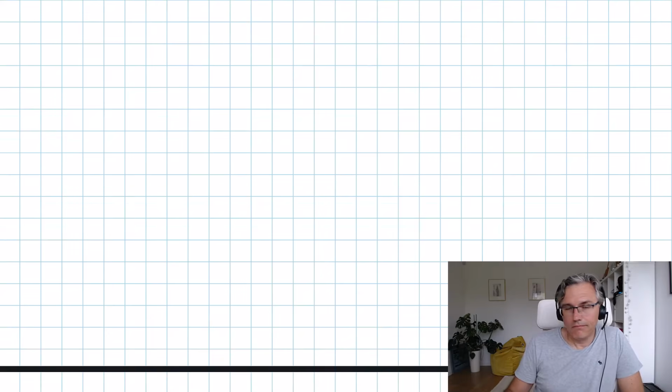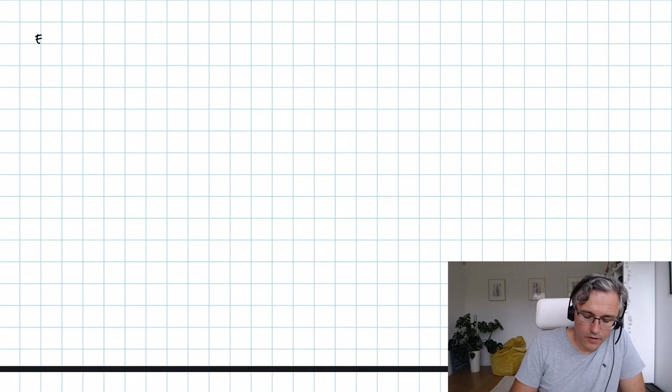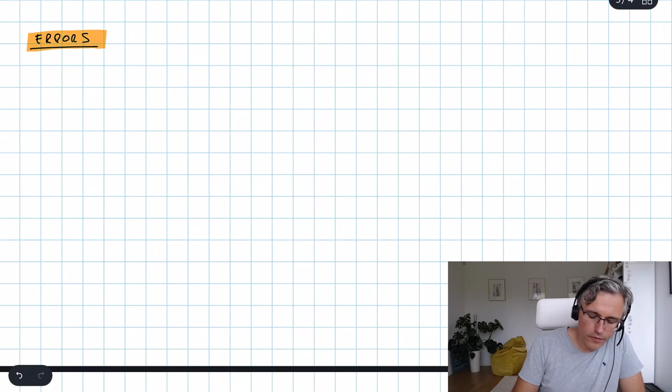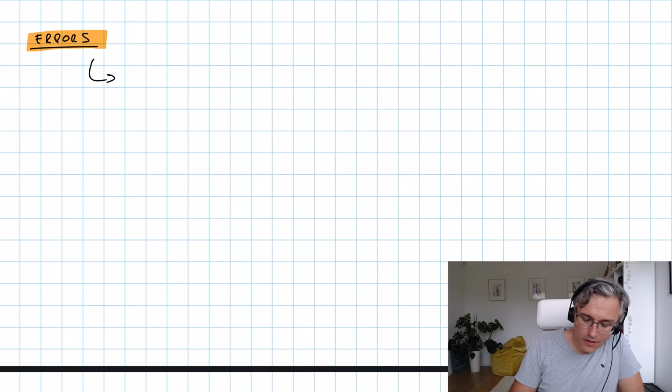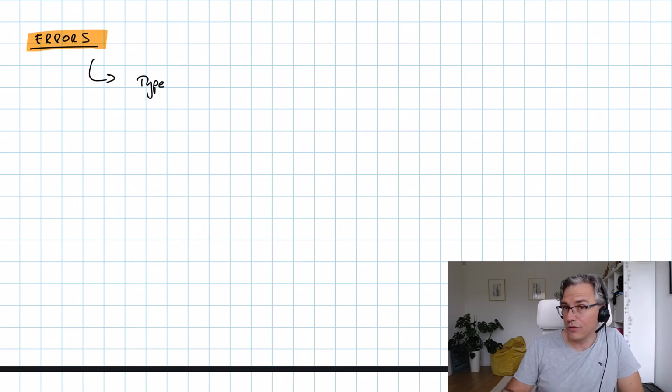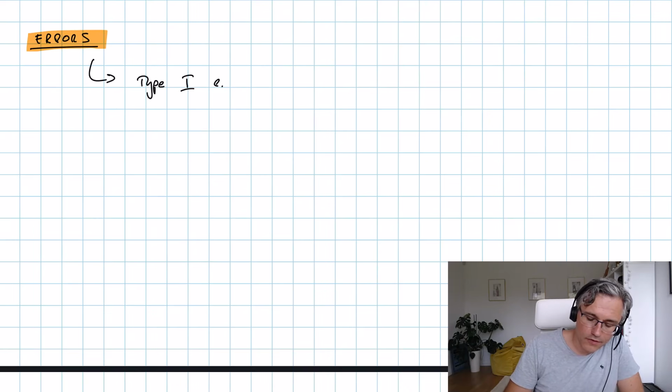Now, the final bit of remarks are going to be on the topic of errors, something that I've already briefly mentioned before when I talked about the level of significance being the probability of committing a type 1 error. Well, in fact, there are two errors or two types of error one may commit or fall victim of when doing hypothesis testing. We've got type 1 errors and type 2 errors.